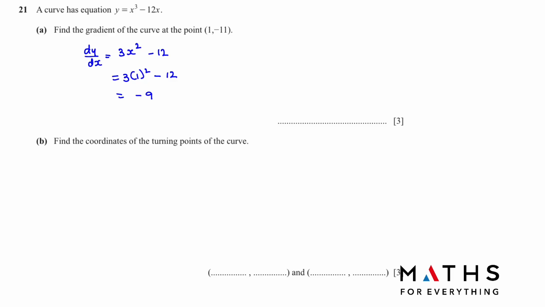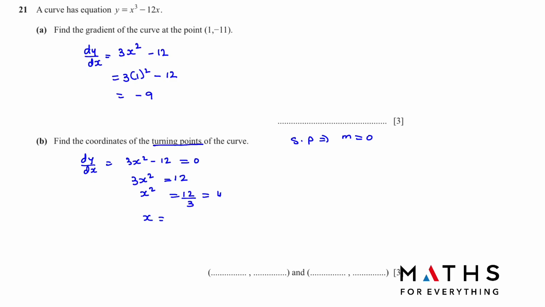To find the coordinates of the turning point, you should know that turning point means stationary point. At stationary point, your gradient is equal to 0. We have already differentiated dy over dx is equal to 3x squared minus 12. Make it equal to 0. Shift the 12 to the other side, it will become positive 12 and divide by 3. 12 divided by 3, sorry, I wrote 13 by mistake. 12 divided by 3 is 4.